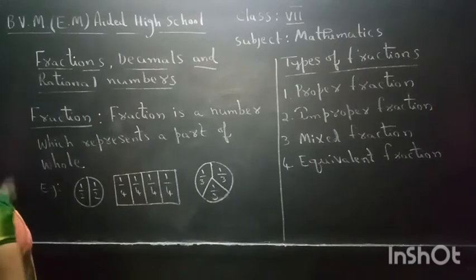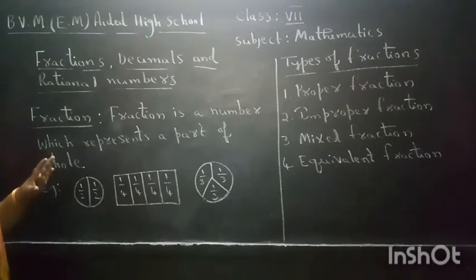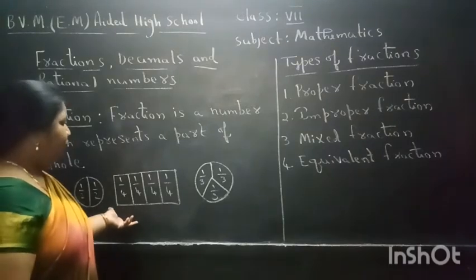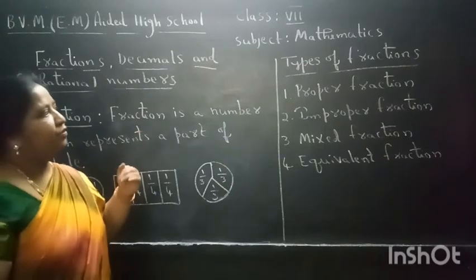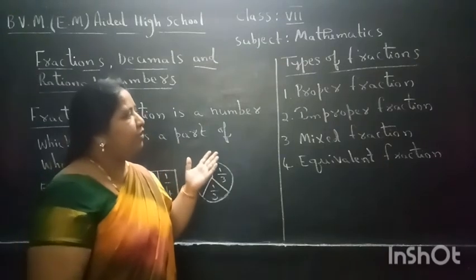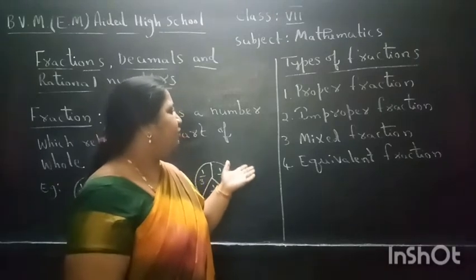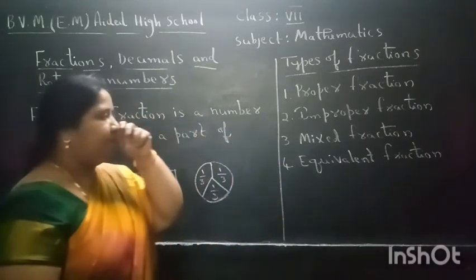Today we discuss the second chapter, fractions, decimals and rational numbers. Today only we discuss fractions. A fraction is a number which represents a part of a whole. Example: 1 by 2, 1 by 4, 1 by 3. Types of fraction: first is the proper fraction, second improper fraction, third mixed fraction, fourth equivalent fraction. We discuss one by one.